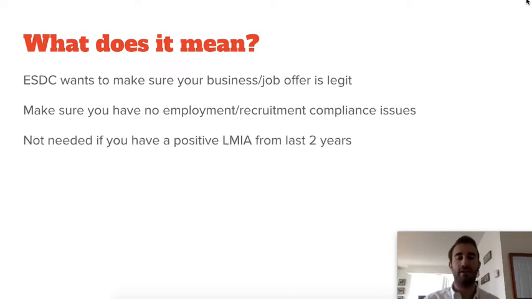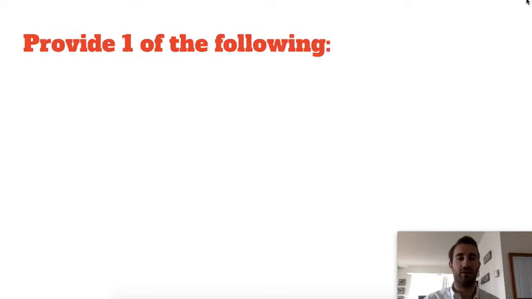The other thing you're going to need to do is supply some documentation. Now keep in mind, you don't need to supply any of this documentation if you have a positive LMIA from the last 2 years. So the Global Talent Stream is an LMIA alternative. It's a fast track LMIA. But if you have either a Global Talent Stream approval or another LMIA approval from the last 2 years, you don't need any of the following requirements in order to prove business legitimacy. Now again, if you don't have an approved LMIA, you're going to need the following.